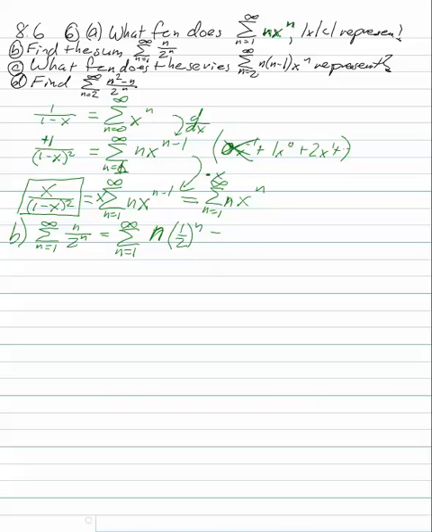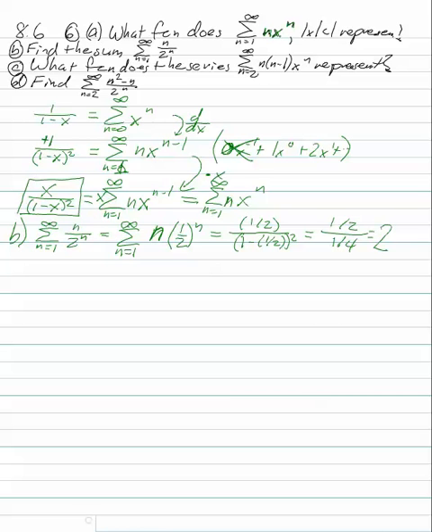So this is equal to x, where x is 1/2, over (1 minus 1/2) quantity squared. So that's 1/2. 1 minus 1/2 is 1/2. You square it and you get 1/4. So 1/2 divided by 1/4 is 1/2 times 4, which is 2.